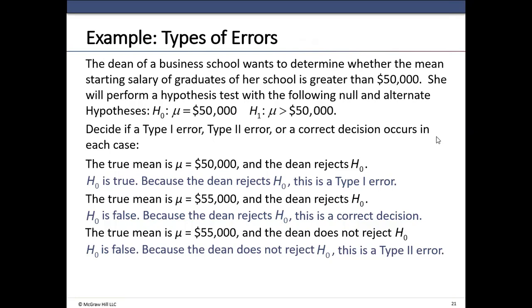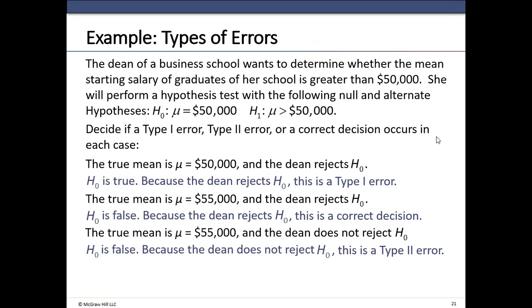Decide if a type 1 or type 2 error or a correct decision occurs in each case. The true mean is mu equal to 50,000 and the dean rejects H0. The dean should not have rejected H0. So reject H0 when H0 is true is a type 1 error. So she made a type 1 error.